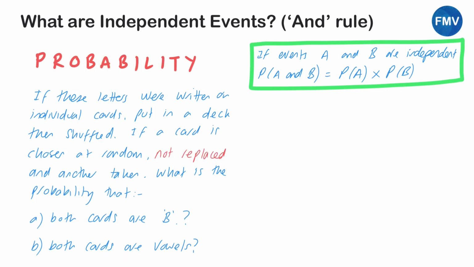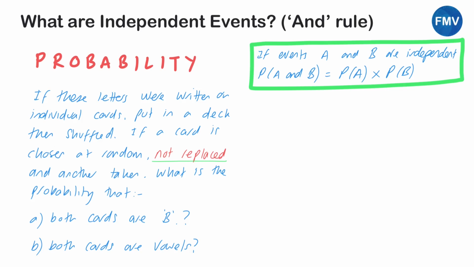Now, this is exactly the same question, but I've highlighted the change. The word here is not replaced. So in that previous question, we replaced the cards and then calculated it. In this one, we're not replacing the cards. So let's be careful with this one.